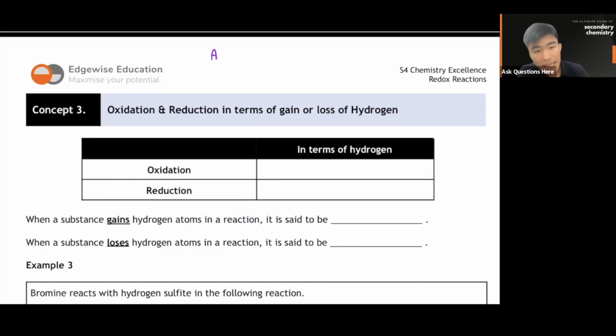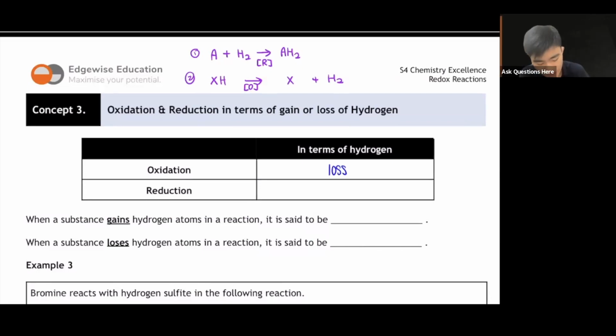If I have element A and I react it with hydrogen, after the reaction I get AH2. I will term this a reduction reaction. On the other hand, if I have, for example, XH, which reacts to become X and H2, this is an oxidation reaction. Therefore, this brings us to the key idea that oxidation is the loss of hydrogen, whilst reduction is the gain of hydrogen atoms.